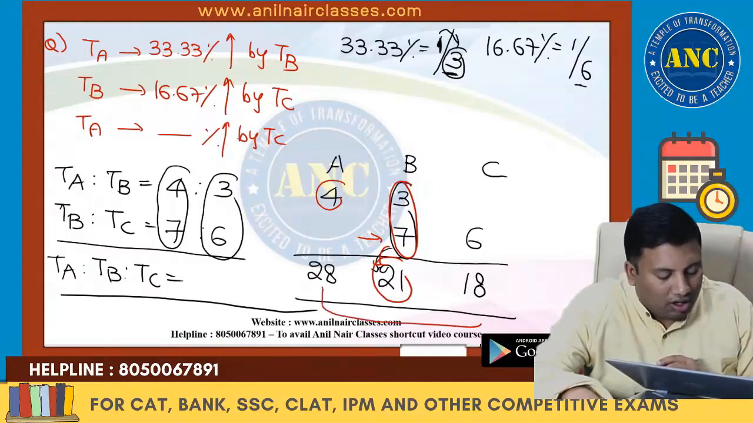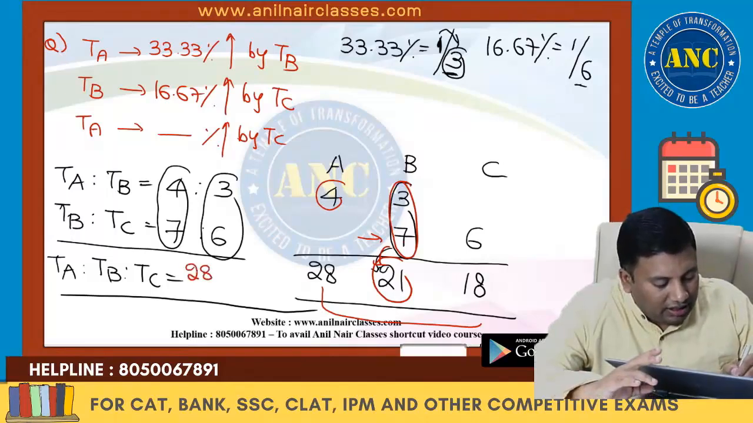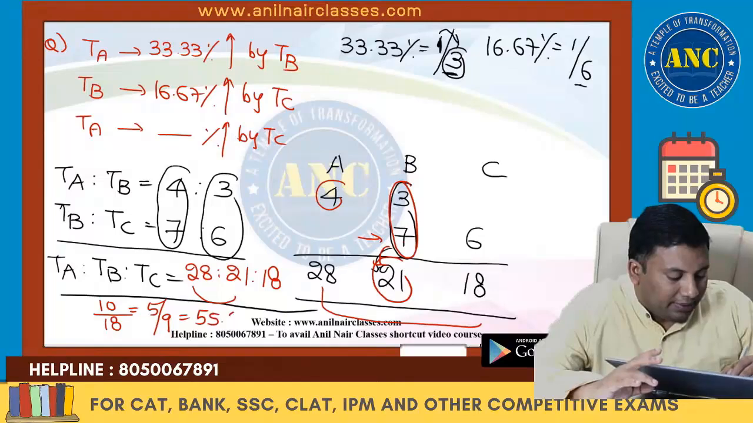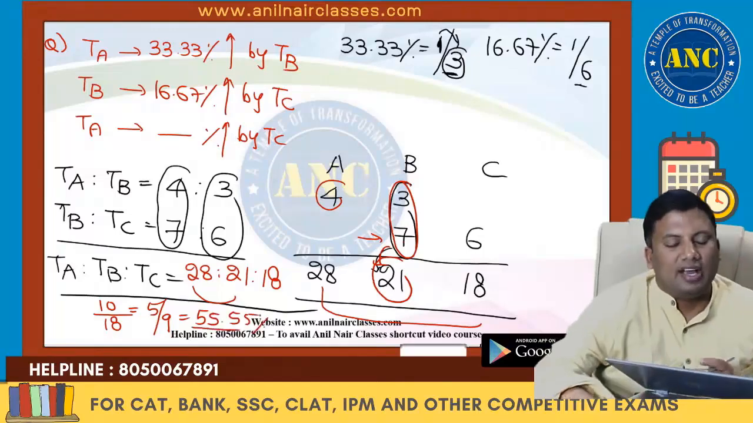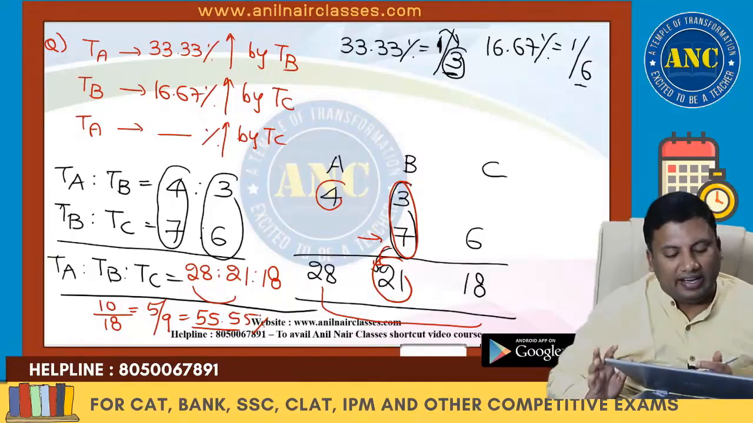The denominator is always the initial value. So this is nothing but 28 is to 21 is to 18. Compared to C, 18, it is 10 more. It is 5 by 9, which is 55.55 percentage. I hope this idea is clear.